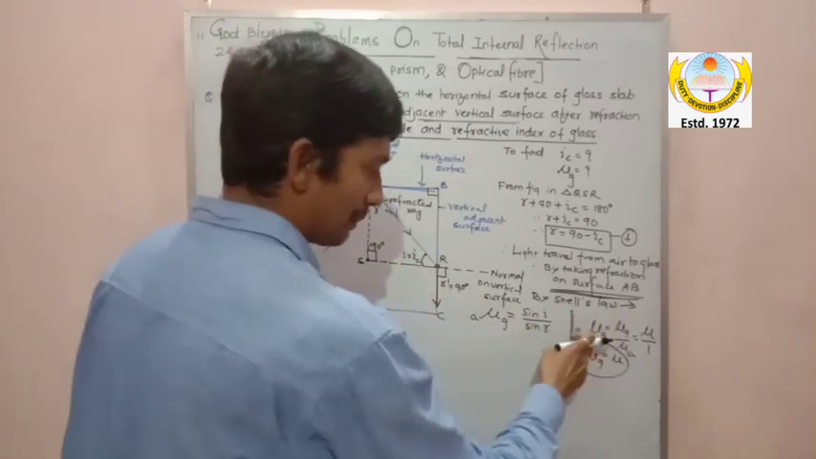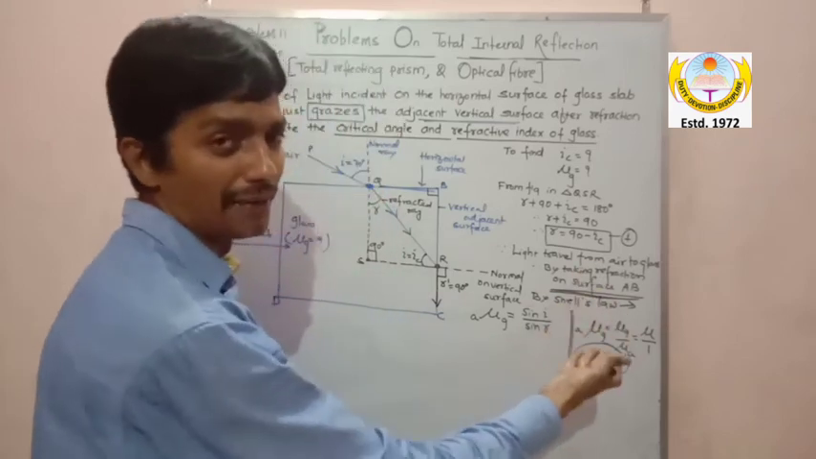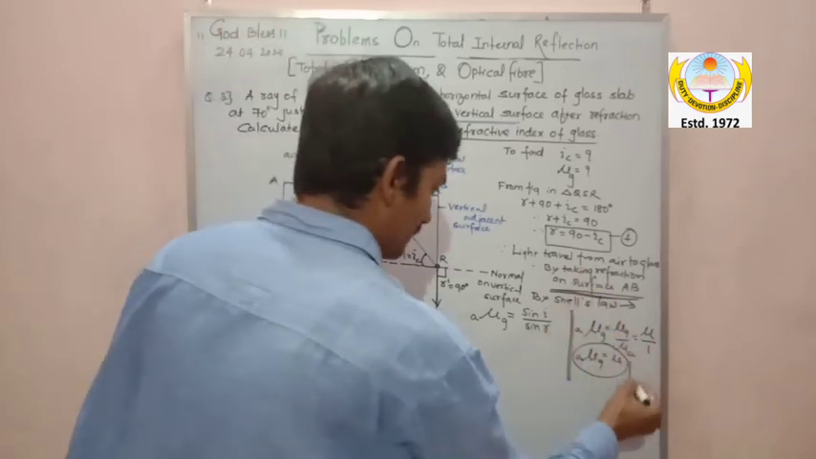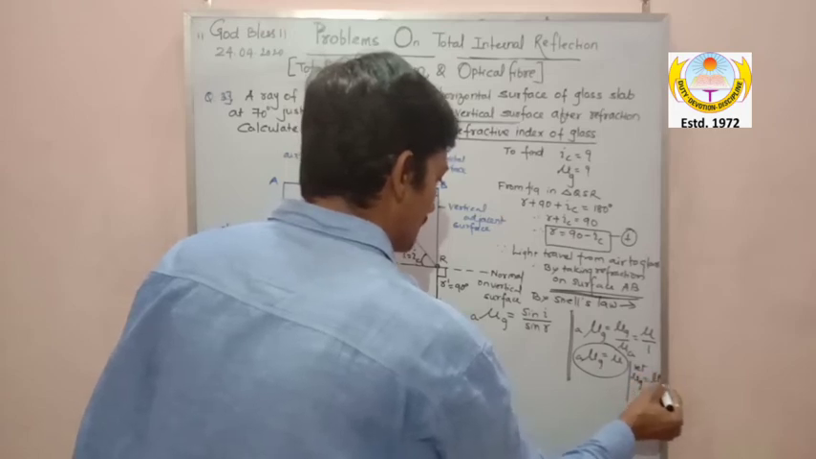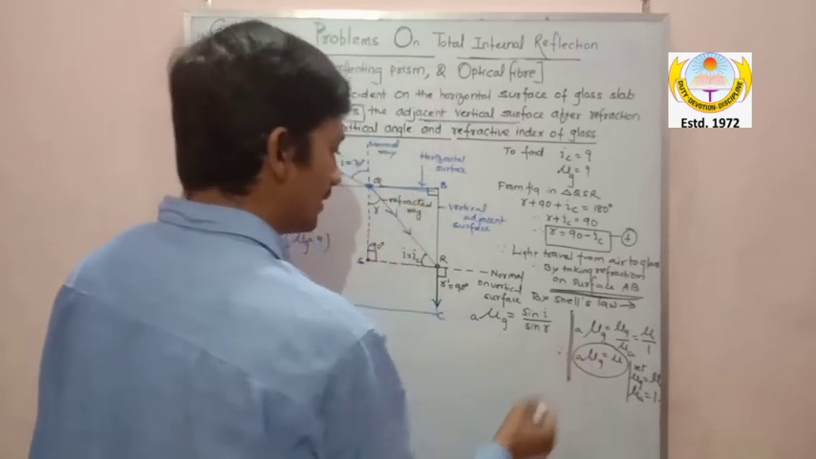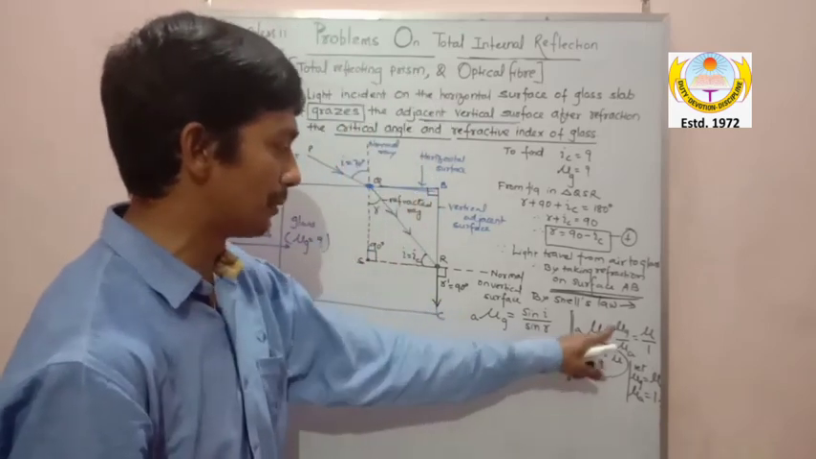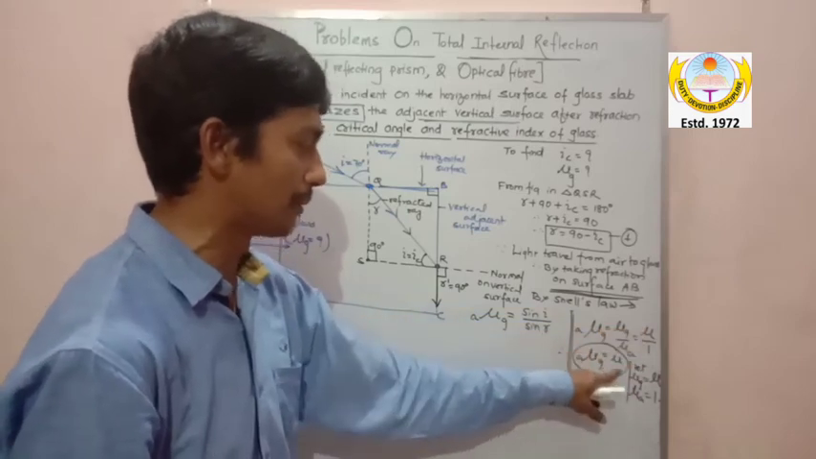I hope it is clear, because mu of glass with respect to air is mu of glass upon mu of air. So many times I have written this. Let mu of glass be mu and mu of air be 1. So what will I get? I will get mu of glass with respect to air, with 1 in place of mu of air. So mu of glass with respect to air is mu.